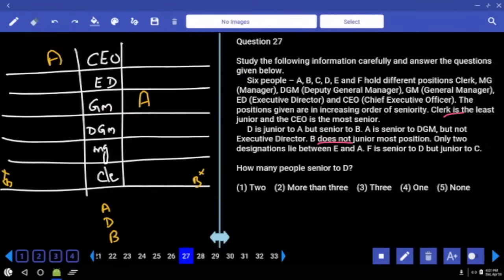And only 2 between E and A. Now in between E and A, how many must there be? Exactly 2. Between E and A, there are exactly 2. F is senior to D, but junior to C. C, F and D is the order. Clear? C, F and D is the order. A is already here, and after this A, F and D. Now D is here and C, F and D. Before this D, there must be F and C.